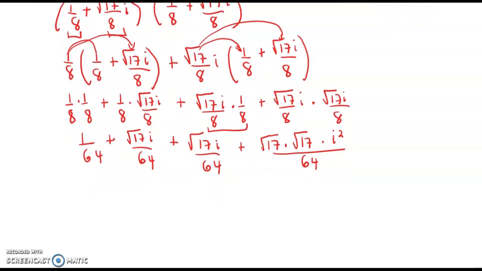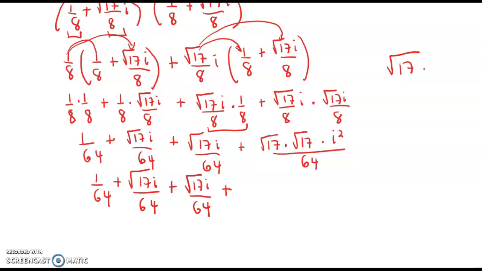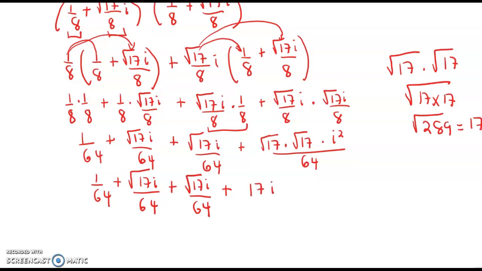Then you keep on simplifying. So we have 1/64 plus square root of 17i/64 plus square root of 17i/64 plus, so if you have square root of 17 times square root of 17, this is the same as square root of 17 times 17. If you multiply 17 by 17, that is 289. So square root of 289 gives you what? 17. So this is the same as 17i squared over 64.